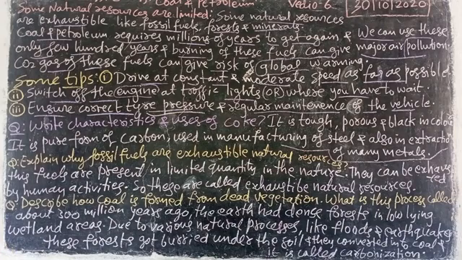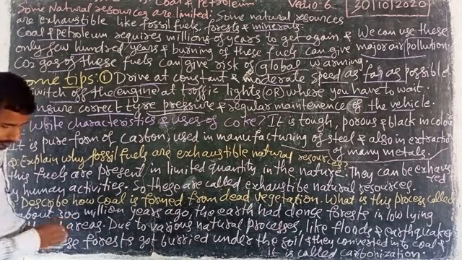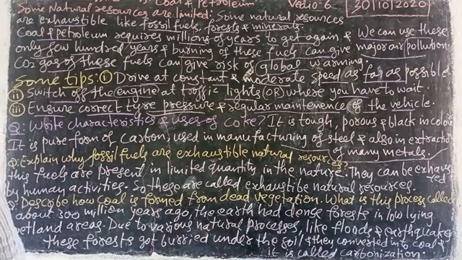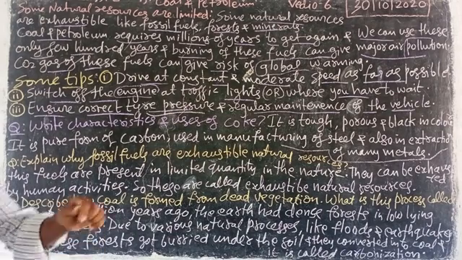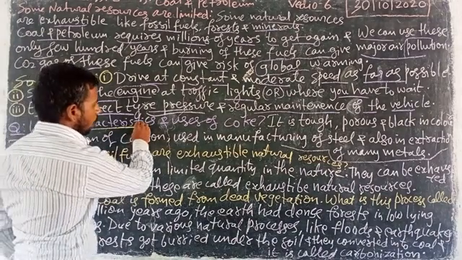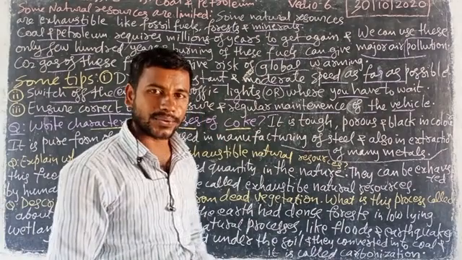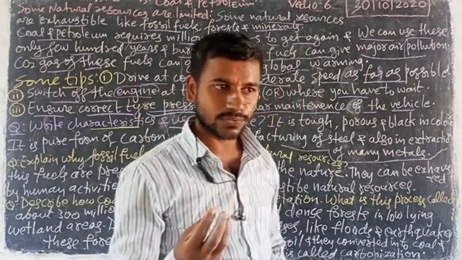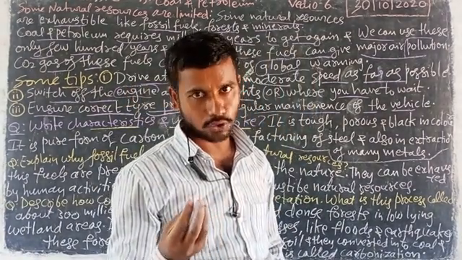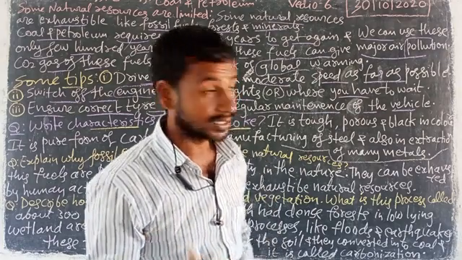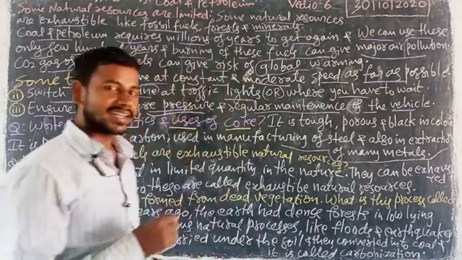Next, one question is given for us. Write characteristics and uses of coke. Coke is one fossil fuel product, I mean a petroleum component. What is the use and what are the characteristics of coke?